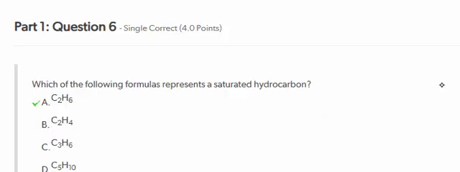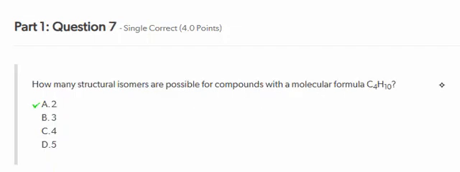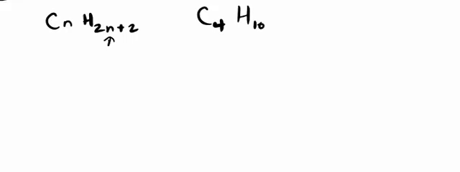Number 6, which of the following formulas represents a saturated hydrocarbon? Saturated hydrocarbon, the general formula is CnH2n+2. So the chemical formula that fits that formula is C2H6. Number 7, how many structural isomers are possible for a compound with the molecular formula C4H10? Well, this is a saturated hydrocarbon, and we know it's a saturated hydrocarbon because it fits the CnH2n+2. So we have 4 carbons, which means if I put 4 in for n right here, then I would have 10 hydrogens.